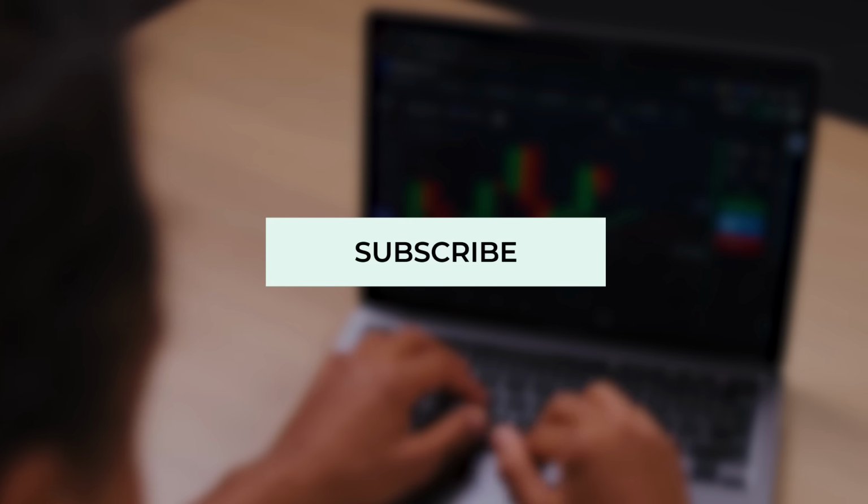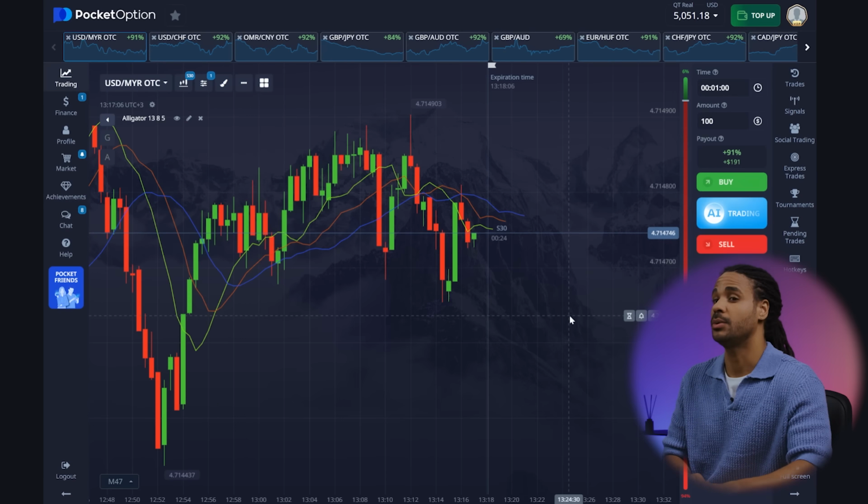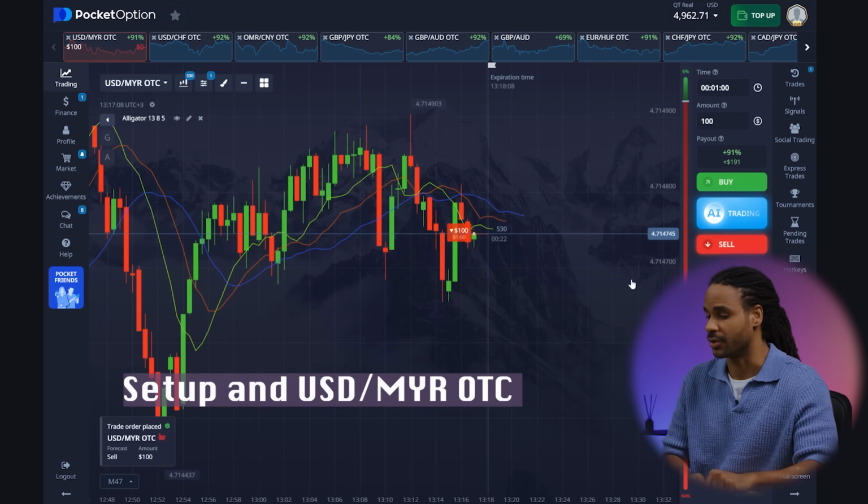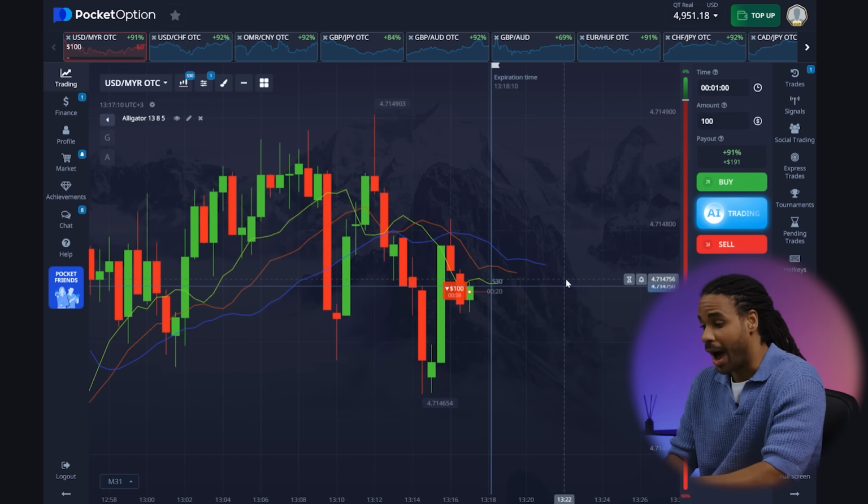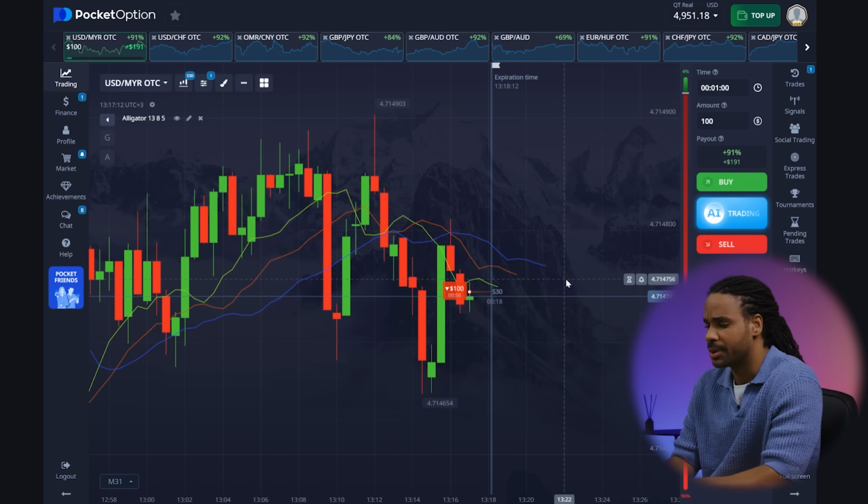Now, let's start to hunt. As I've already said, we will use the alligator indicator in today's strategy. Without waiting for an extra confirmation, I immediately open a sell trade.